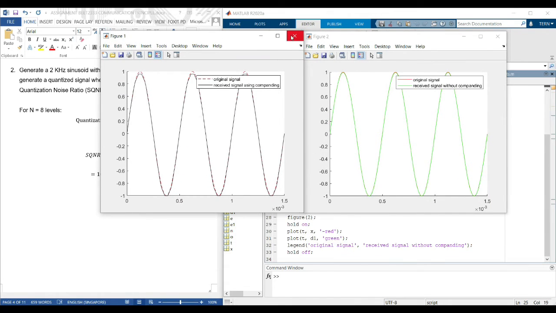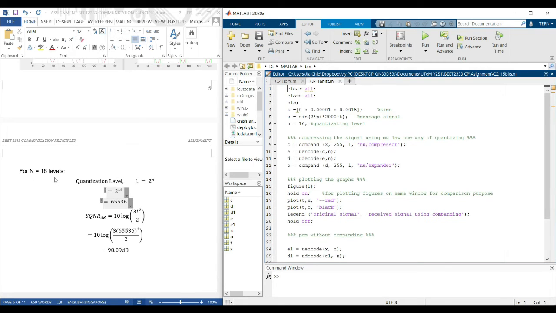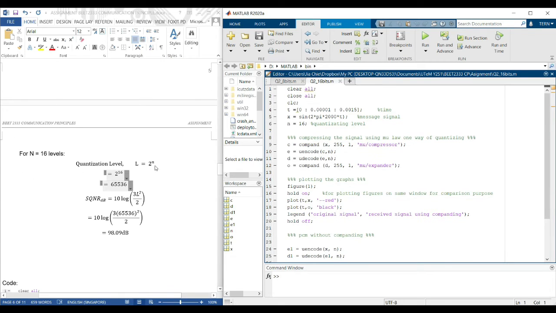For n equals 16 bits, we first calculate the quantization level L equals 2 to the power of 16, which gives 65,536. Then we calculate the SQNR in dB with 10 log of 3 L squared over 2, and we get 98.09 decibels. Then we will generate the quantizing level of 16 with the 2 kHz signal.